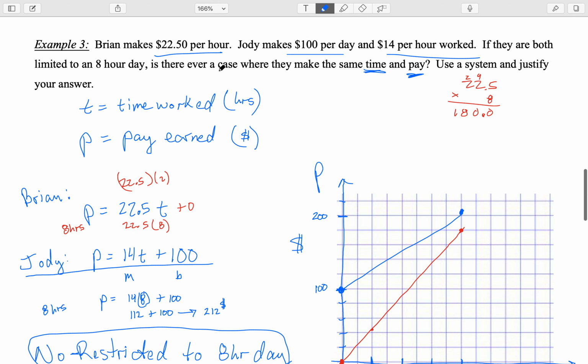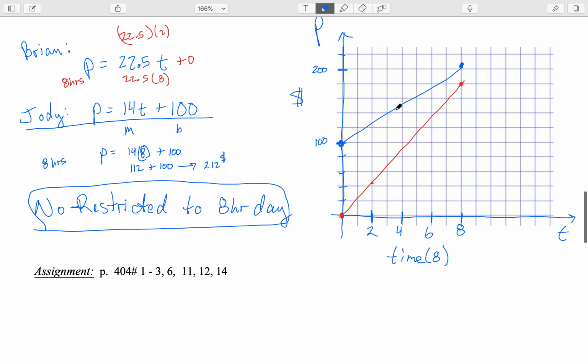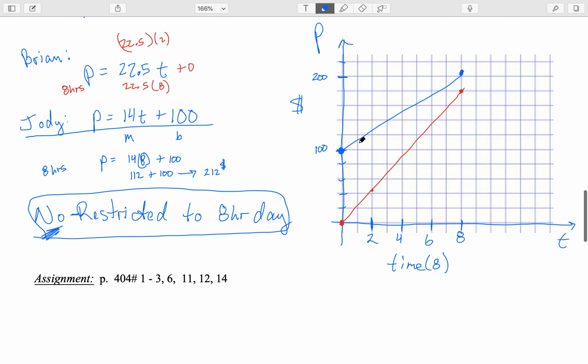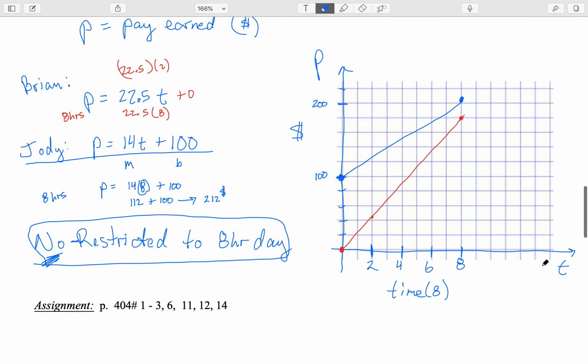So what was the question? Is there ever a case where they make the same time and pay? No, there's not. Explain your answer. I just did. You can see that they're restricted to that line, and they have to stop there because I can't go beyond 8 hours.